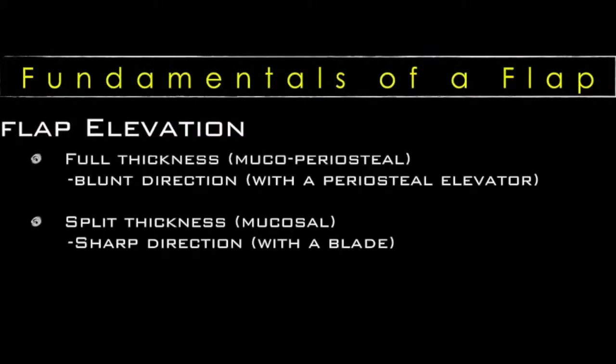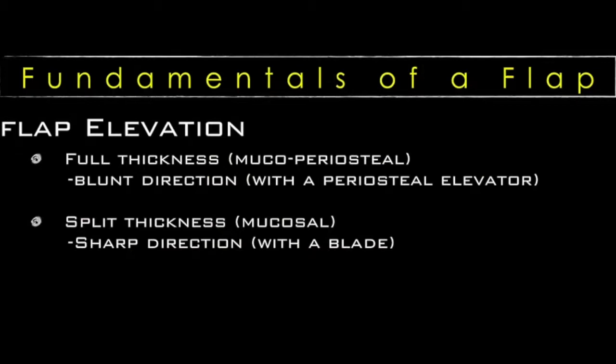So we will have two types of flap elevations. And most of us, in practice, will be considering the first one, which is the full thickness flap, which is called a mucoperiosteal flap. What this means is that when you reflect your flap after the incision, the flap will be peeling off the bone in addition to the periosteum.